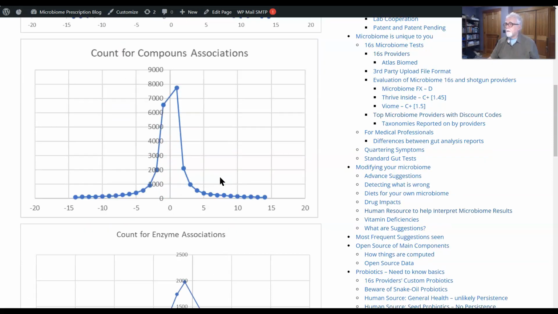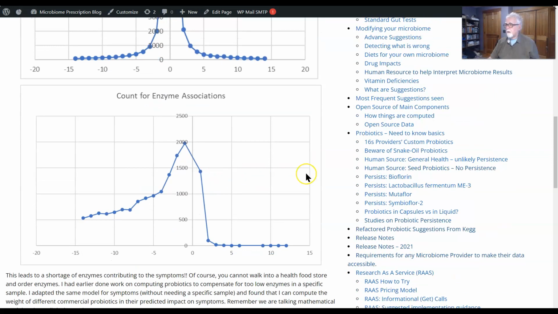But then the shocker showed up. Enzymes. Wait, what? That's not a bell curve. That's extremely skewed. And it leads to a very interesting conclusion, or hypothesis, and that is that the reason most of the symptoms show up is because of a deficiency of enzymes. In other words, you don't have enough enzymes in your microbiome bacteria collection to be a balanced person, and you have a bunch of symptoms showing up.